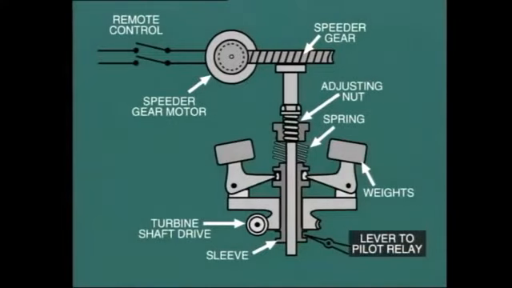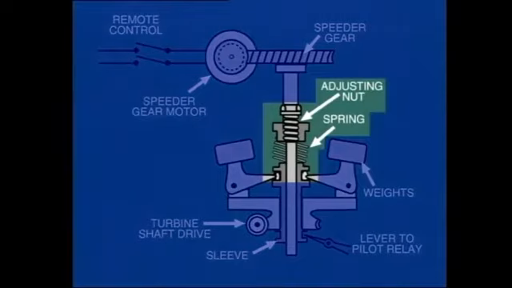The sleeve itself is connected to the pilot relay, which in turn adjusts the control valve through the hydraulic servo mechanism. We can adjust the set point of the governor by adjusting the compression on the spring. The adjusting nut moves up or down according to rotation of the screw thread.